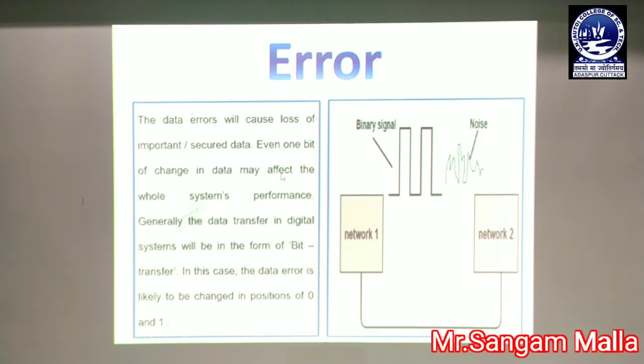That means whatever data we are sending may not be in the form of the exact data that we gave as input. Generally, data transfer in a digital system is in the form of bit transfer. Whenever we consider digital systems, while transferring the data it is always in the form of bits, so it is also termed bit transfer. In this case, the data error is likely to be a change in the positions of 0 and 1. Whenever a 0 has been changed to 1 or a 1 has been changed to 0, we consider it a data error. And whatever data error is found in digital form is about the change of bits.